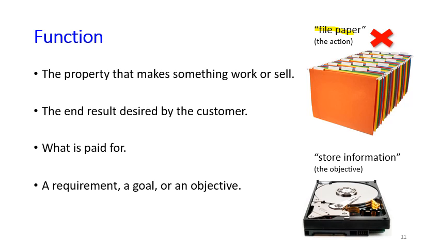But now when you move on to say that the function is actually storing information, you start thinking that, oh, to store information, it doesn't have to be on paper. It doesn't have to be in a folder, right? You can, for example, store information on a hard drive. So this is one of the benefits of defining the function based on the objective, not the action.